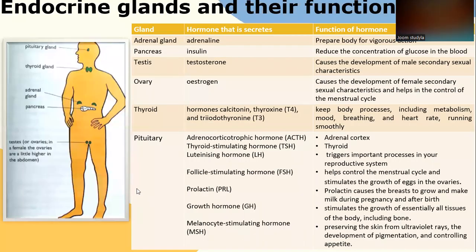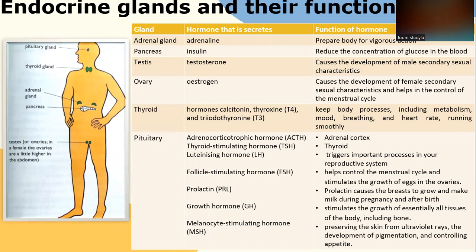This diagram shows where the glands are located, like the pituitary gland, thyroid gland, adrenal gland, pancreas, and the testes, or ovaries in females, which are a little higher in the abdomen. Let's look at the different types of gland, what hormones they secrete, and the functions of the hormones.